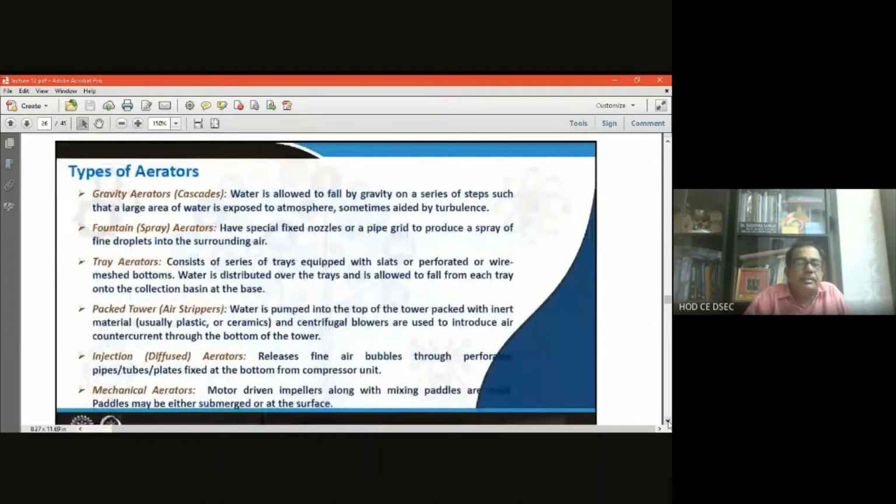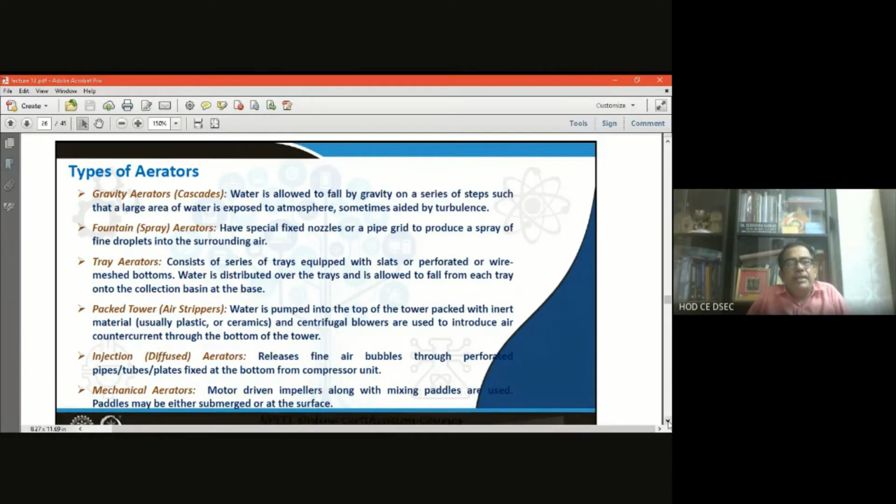What are the aerators? Let us have a glance at aerators. There are different types of aerators. One is the gravity aerators, fountain spray, motorized system, fountain spray, tray aerators. Now air strippers, that is the packed towers, injection diffused, mechanical aerators. So these are the aerators we must discuss about the aeration process.